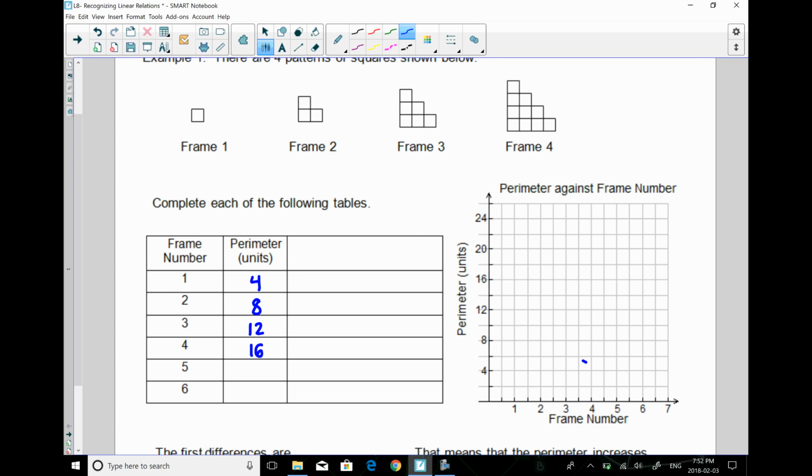Let's see what it's going up by. From here to here is 4, here to here is 4, here to here is 4. So the next one would be 20, and the next one would be 24. Okay, what we're going to do now is calculate what's called first differences.